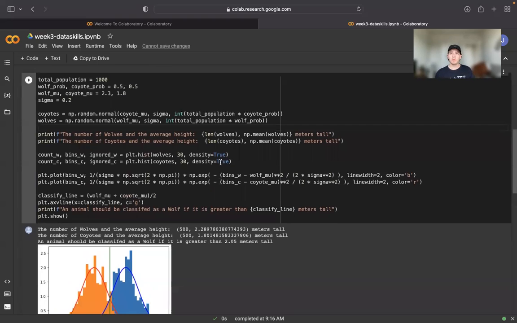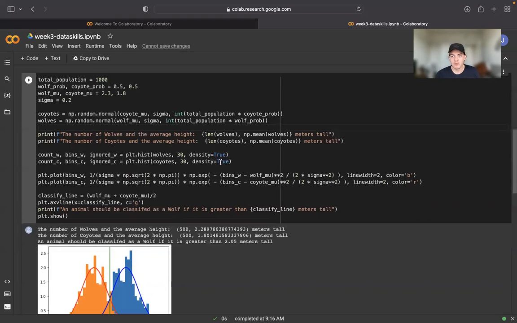We're doing kind of the same thing as before, where we have a total population, we have a wolf probability and a coyote probability. And then the two values that we talked about before were mu and sigma. And so we have a wolf mu, which means the mean height or average height of a wolf, and then the coyote mu, which is the mean height of a coyote. And we had a sigma, which is their standard deviation, and we are assuming it's the same for all the problems, so we don't need to worry about that.